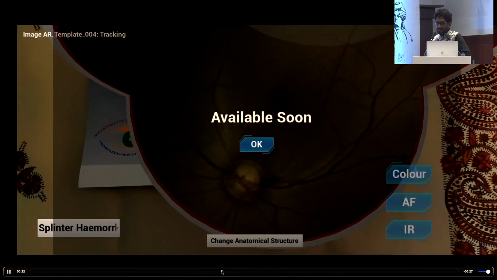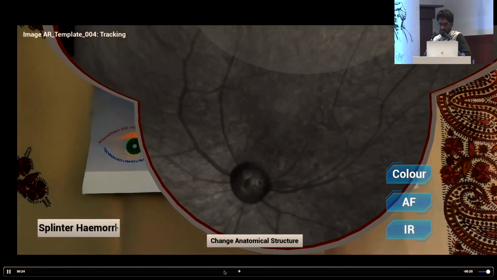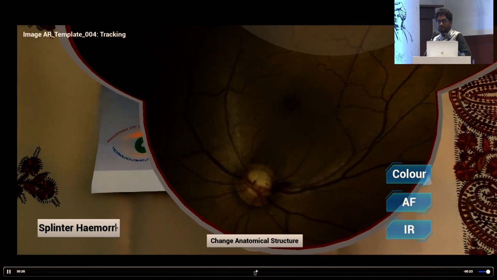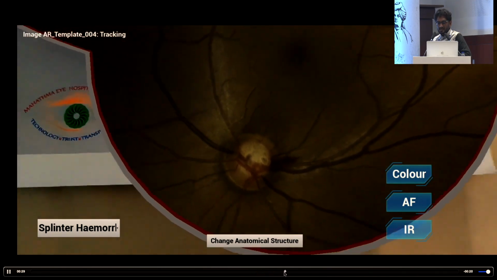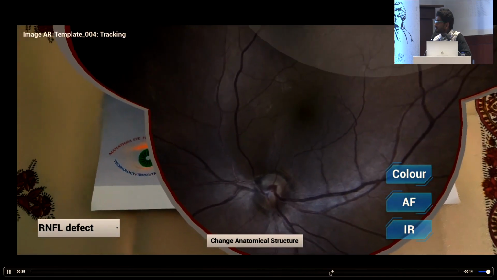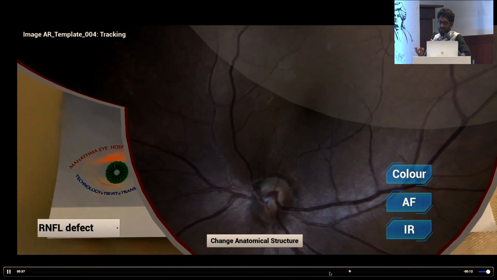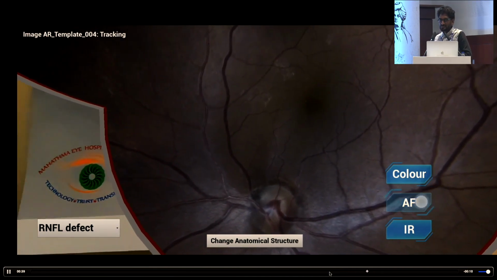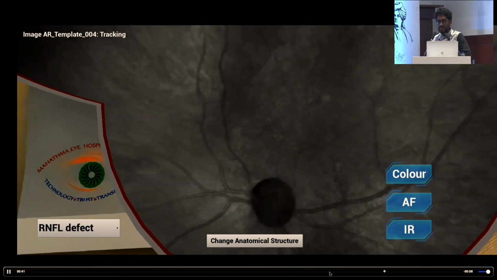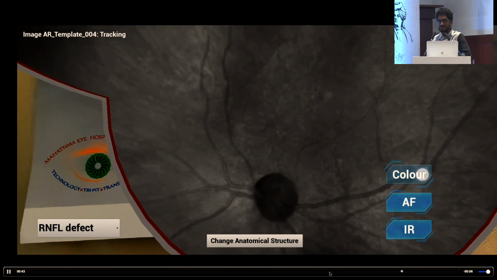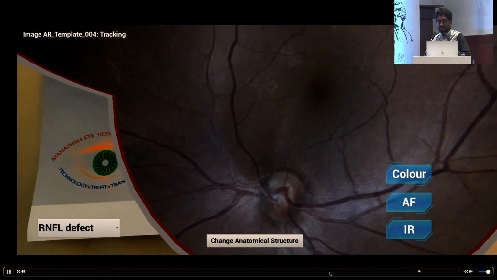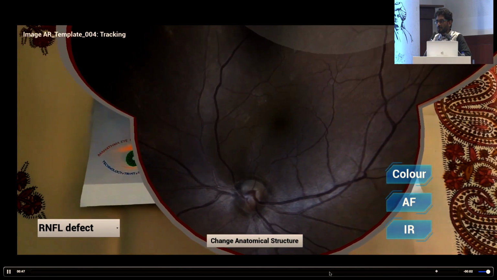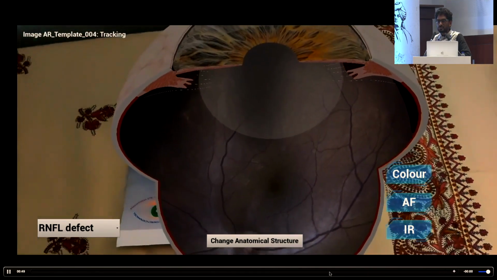Now we have an NTG patient where there is a splinter hemorrhage, and the color fundus or the autofluorescence can also be collected. Then you can see we have moved towards an RNFL defect. So you can use this for retinal pathology too. The idea was teaching pedagogy. So we started with making an atlas of fundus and an atlas of angle structures. Can we have a pedagogical augmented reality teaching tool in the smartphone?